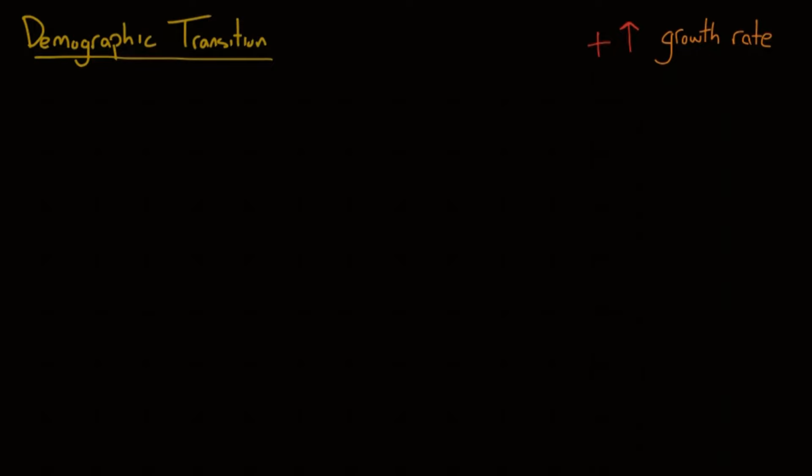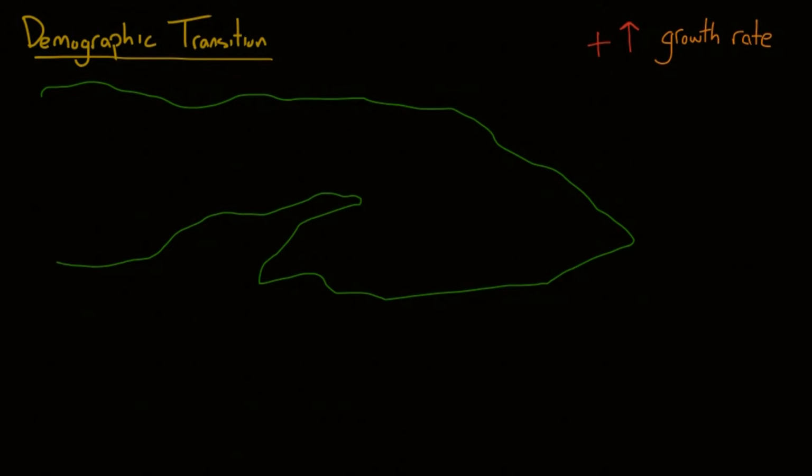First, let's pin down what the growth rate is. Growth rate measures how much the population of a country grows or shrinks over some time period. So, for example, let's take a look at this country. I'm going to call it Z. Z here had 1 million people at the beginning of the year.